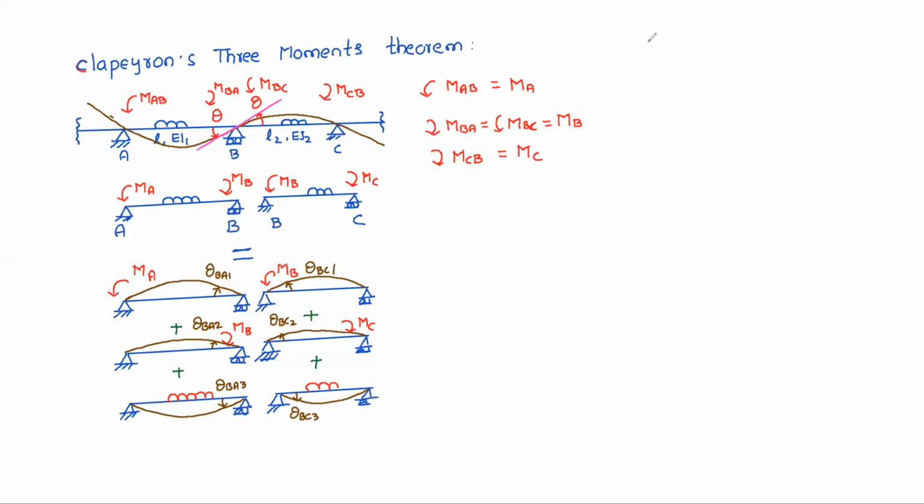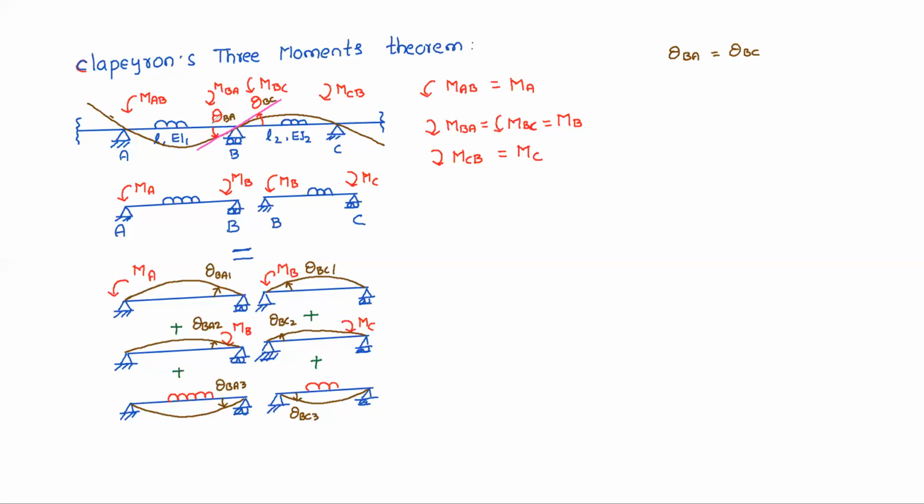So here, according to our assumption, theta must be equal to theta. That means both sides theta must be the same. On the left side, this is theta BA, and this is theta BC. Both must be the same: theta BA must be equal to theta BC. That is the condition here. But what is theta BA actually? Anti-clockwise rotation, right? If it is the opposite, then it must be negative.